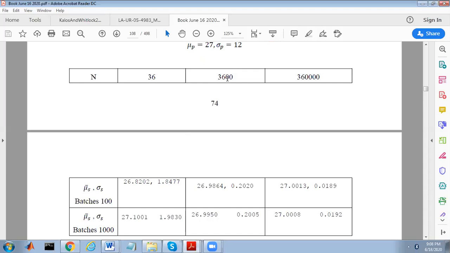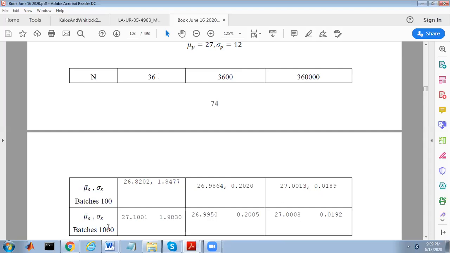I made the sample 100 times bigger, which means I should improve by a factor of 10, the square root of 100. So see, here it was 2, here I got 0.2. So the central limit theorem is working. I'm getting a mean value of 27 as I increase the sample size for the same number of batches. And here I make it 360,000. So notice two more zeros here, which means one more zero in the denominator for sigma s, which improves sigma s from 2 to 0.2 to 0.02.